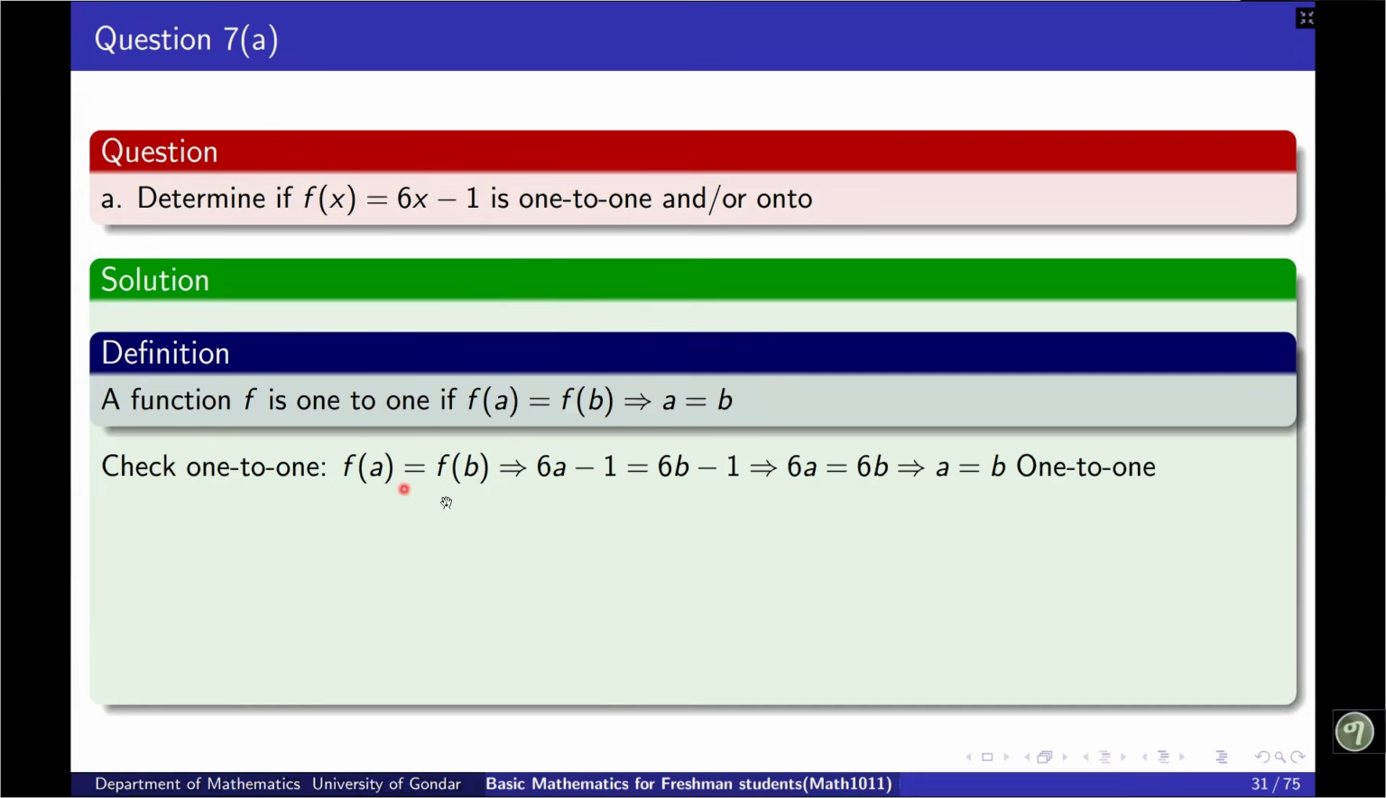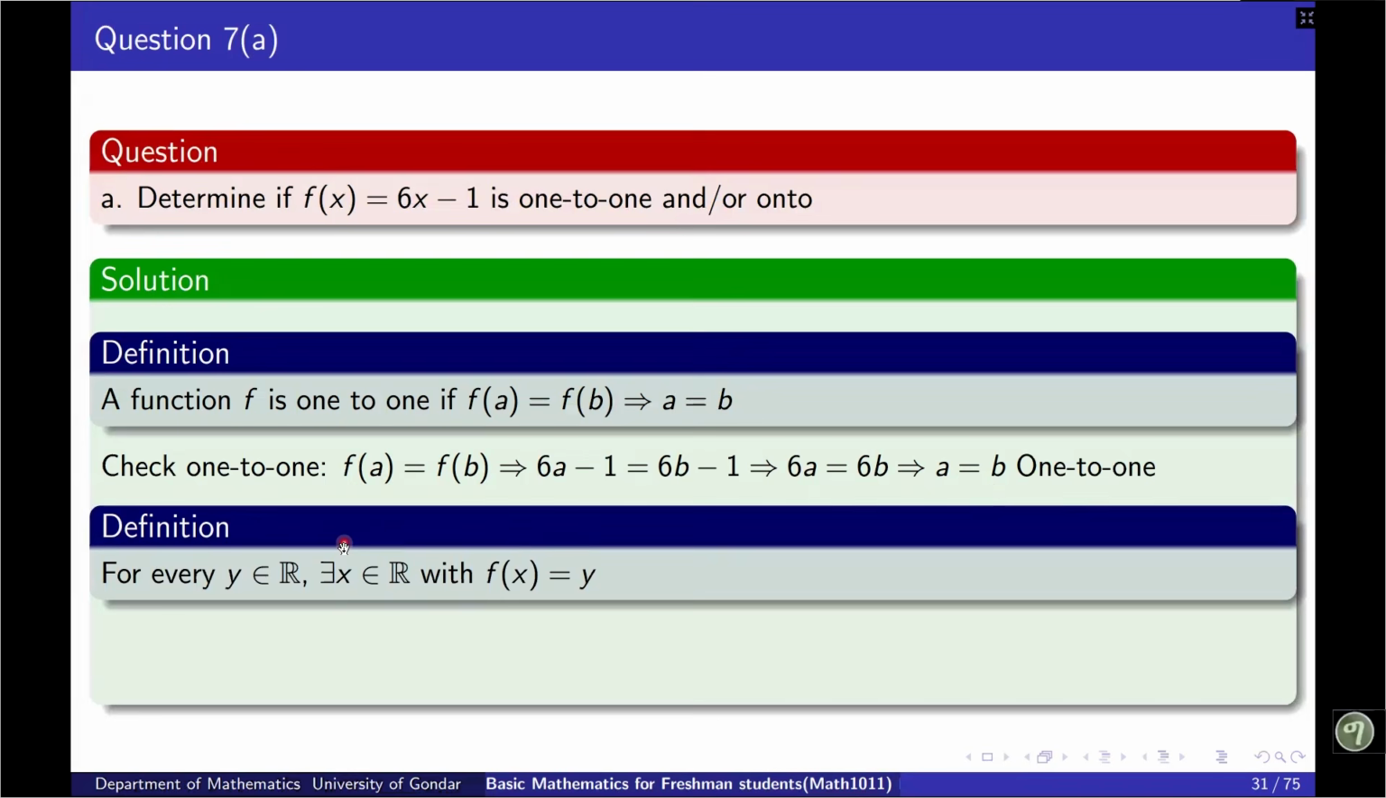If we can obtain that a is equal to b, then the function is 1-to-1. But we know that f of a is equal to 6a minus 1, which is equal to f of b, which is 6b minus 1. So we have 6a is equal to 6b. If we divide both sides by 6, we have a is equal to b. Therefore, for any arbitrary a and b, if f of a is equal to f of b, then automatically a is equal to b, so the function is 1-to-1.